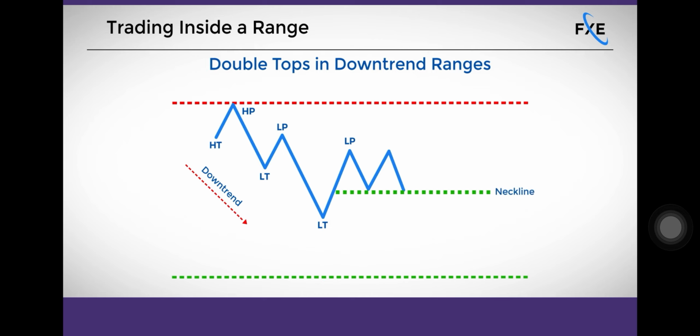You can now clearly see where the neckline can be drawn, and once this level is broken, a trade can be placed in the direction of the existing trend. There are several ways that this pattern can be traded.